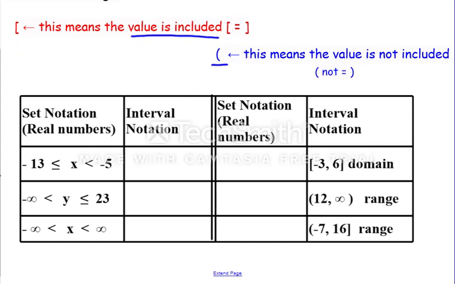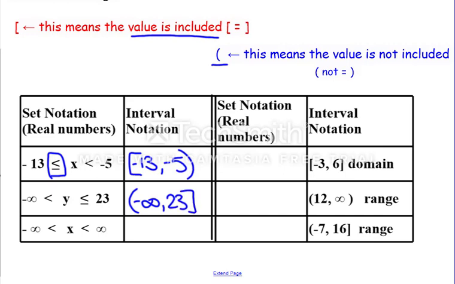If we want to rewrite these, so set notation, we've got negative 13 is less than or equal to x, which is less than negative 5. When we've got an equal to, that means it's included. Our square brackets. And it's all the points in between until negative 5, which is not included. Negative infinity, well, can we ever actually reach negative infinity? No, we can't, so we're going to use a round bracket. And we're going to 23, which is included.